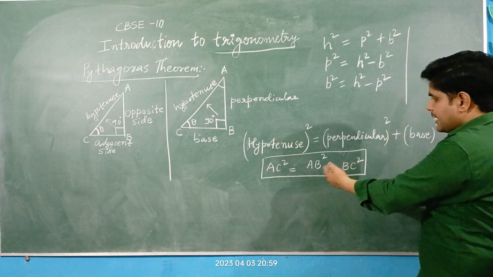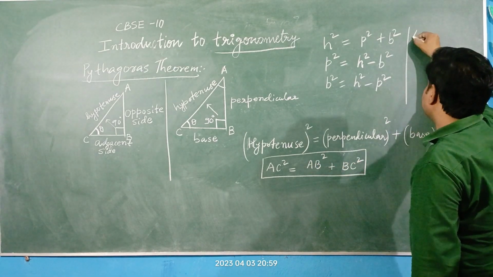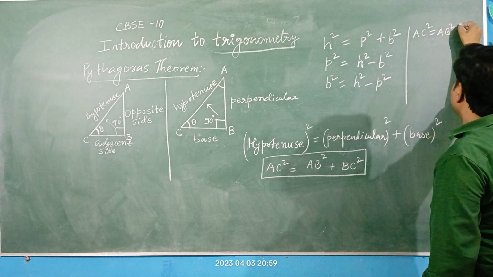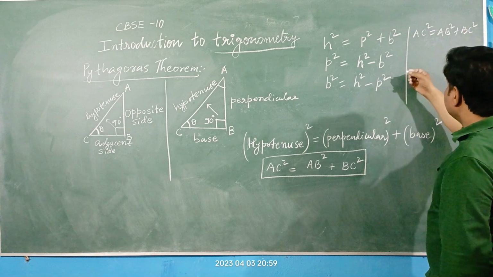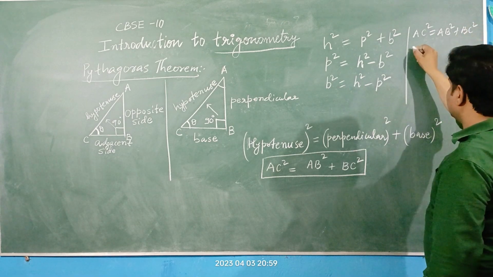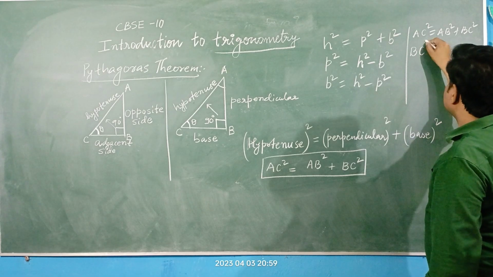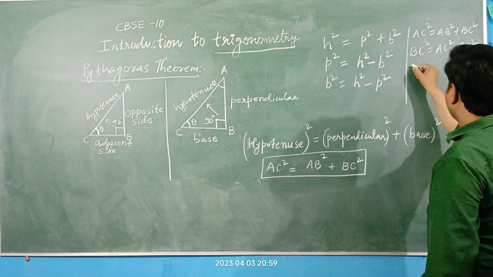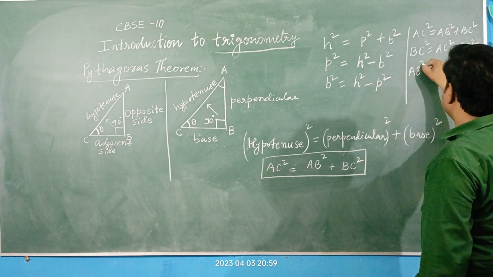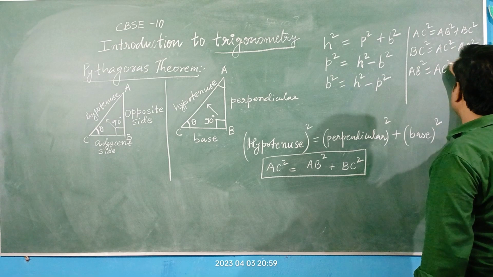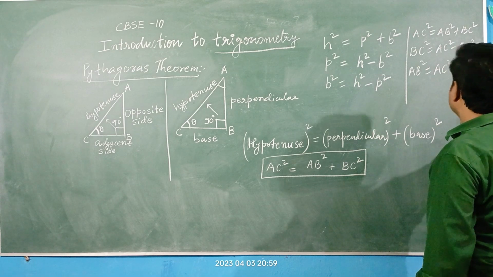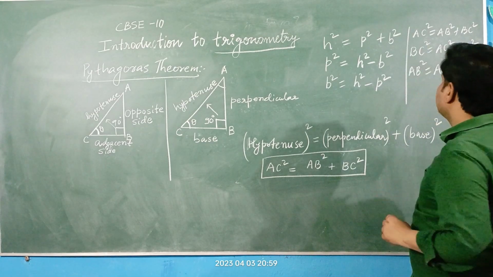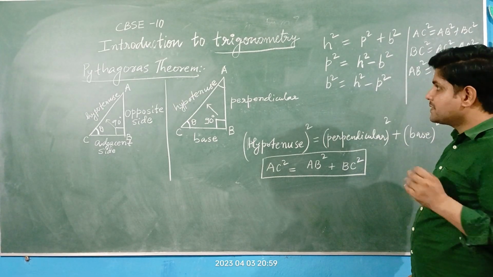And if I'm writing in terms of the triangle, then if I have to find AC, I can simply write AC squared as AB squared plus BC squared, as it was given. But if I need to find AB or BC, then I will use the formula BC squared as AC squared minus AB squared. Or if I have to find AB, then I'll write AB squared as AC squared minus BC squared. It's very simple. But if you do not remember this, it will become a little difficult for you. I hope this is clear.